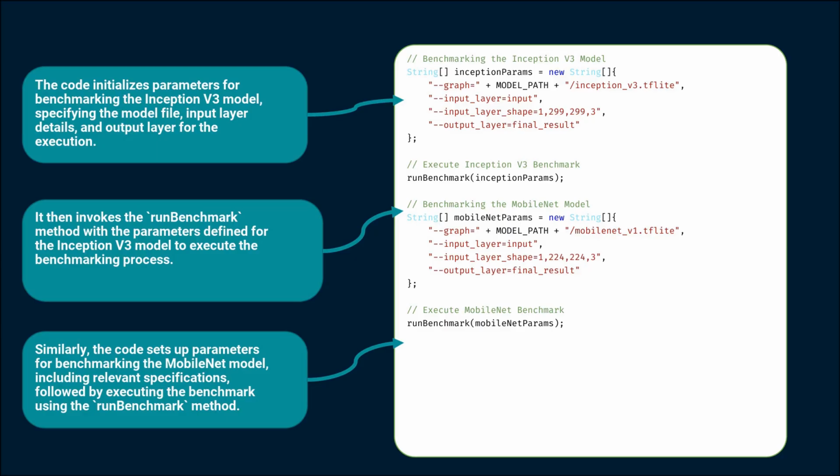Next, we call the runBenchmark function, which executes the defined parameters to measure the Inception v3 model's performance on the specified device. After assessing Inception v3, we move on to the Mobilenet model. Again, we set up its parameters, including the model's file path and input configuration, tailored for Mobilenet's unique architecture. This step is essential as it enables us to utilize the lightweight nature of Mobilenet while still measuring its effectiveness. By executing the benchmark for both models, we gather valuable insights into their respective performance metrics, helping developers make informed choices based on the application's requirements, particularly weighing speed against accuracy.